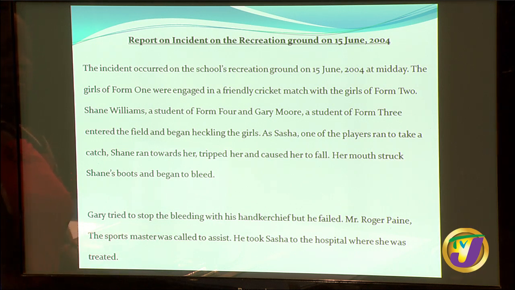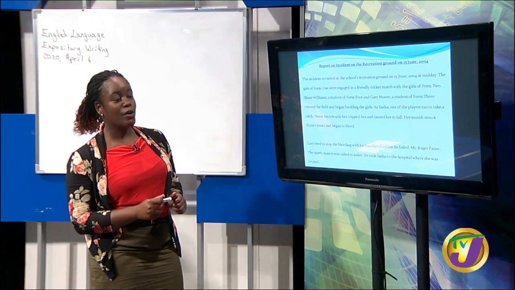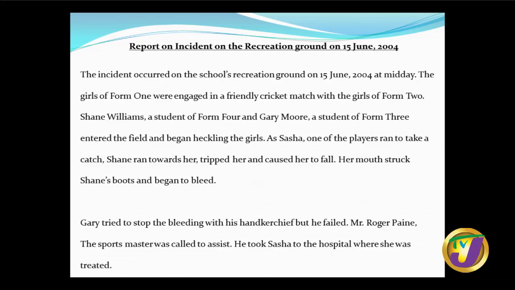2004. This incident occurred on the school's recreation ground on 15 June 2004 at midday. The girls of Form 1 were engaged in a friendly cricket match with the girls of Form 2. Shane Williams, a student of Form 4, and Gary Moore, a student of Form 3, entered the field and began heckling the girls. As Sasha, one of the players, ran to take a catch, Shane ran towards her, tripped her, and caused her to fall. Her mouth struck Shane's boots and began to bleed. Gary tried to stop the bleeding with his handkerchief, but he failed.